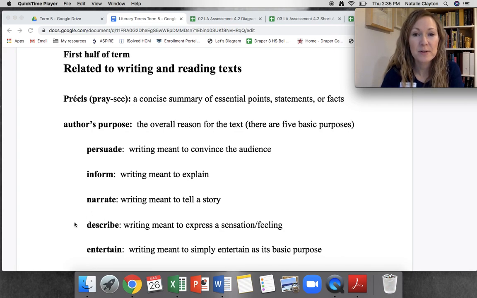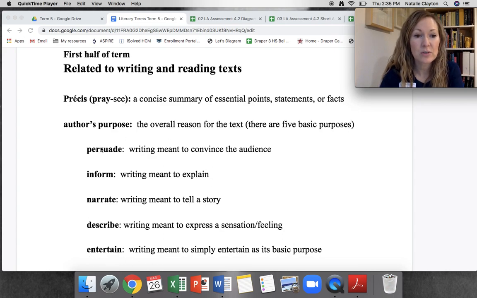Describe. What word? Describe. Describe is writing meant to express a sensation or feeling. What's describe? Writing meant to express a sensation or feeling. Entertain. What word? Entertain. Entertain is writing meant to simply entertain as its basic purpose. So what's entertain? Writing meant to simply entertain as its basic purpose.